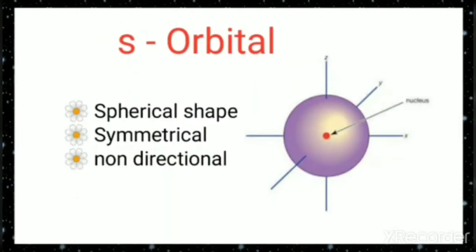S orbital. S orbitals are non-directional and spherically symmetrical. It means that the probability of finding the electron is the same in all directions at a particular distance from the nucleus. So, whenever we draw an s orbital, we make a spherical shape.